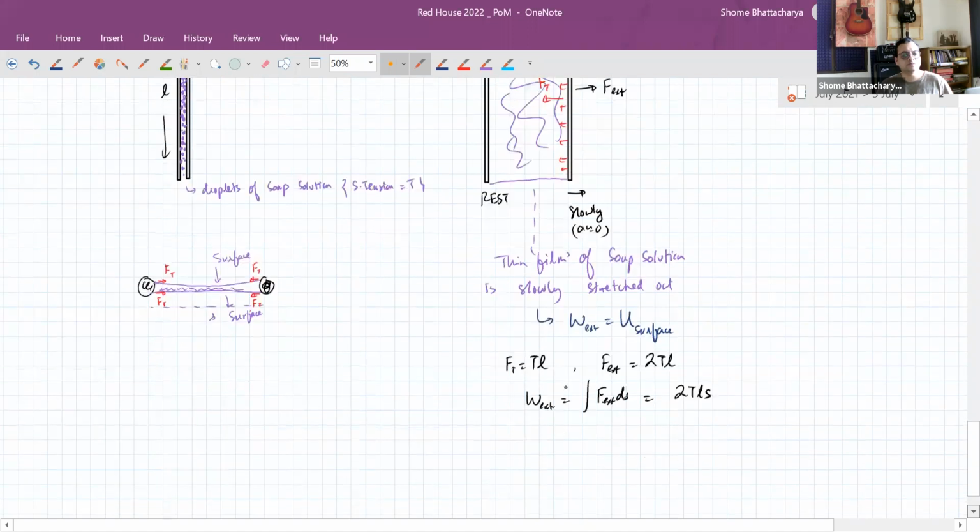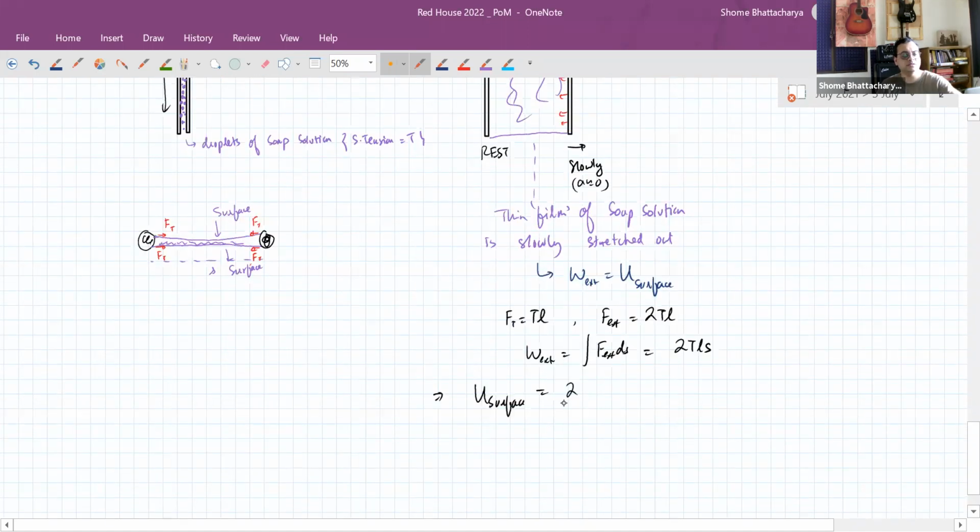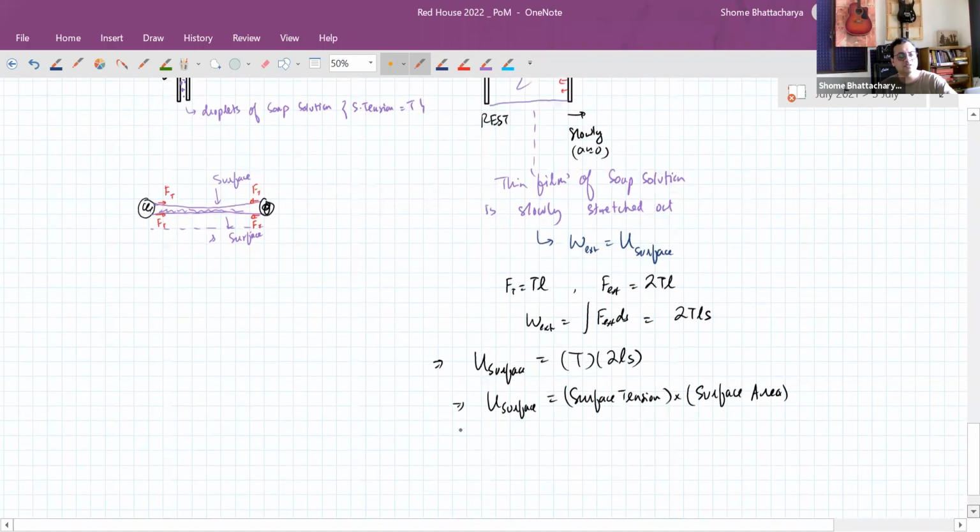Now notice that surface energy can be written as surface tension times 2 times Ls, which is nothing but surface tension multiplied by total surface area, because remember there are two surfaces. So the total surface area is 2 times L into S. So this becomes an alternate way of understanding the behavior of surfaces in terms of surface energy and the property of surface tension.